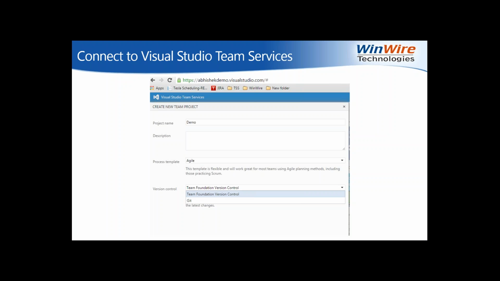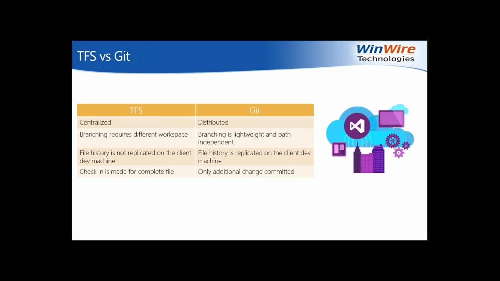After that, it follows the regular steps. You need to configure your workspace, map your workspace, and get the source, whatever source code you have. And now you can go ahead and check in your source code, and you can manage your regular stuff. As earlier, it gives a choice to choose between Git and TFS. So at the high level, TFS is centralized and Git is distributed.